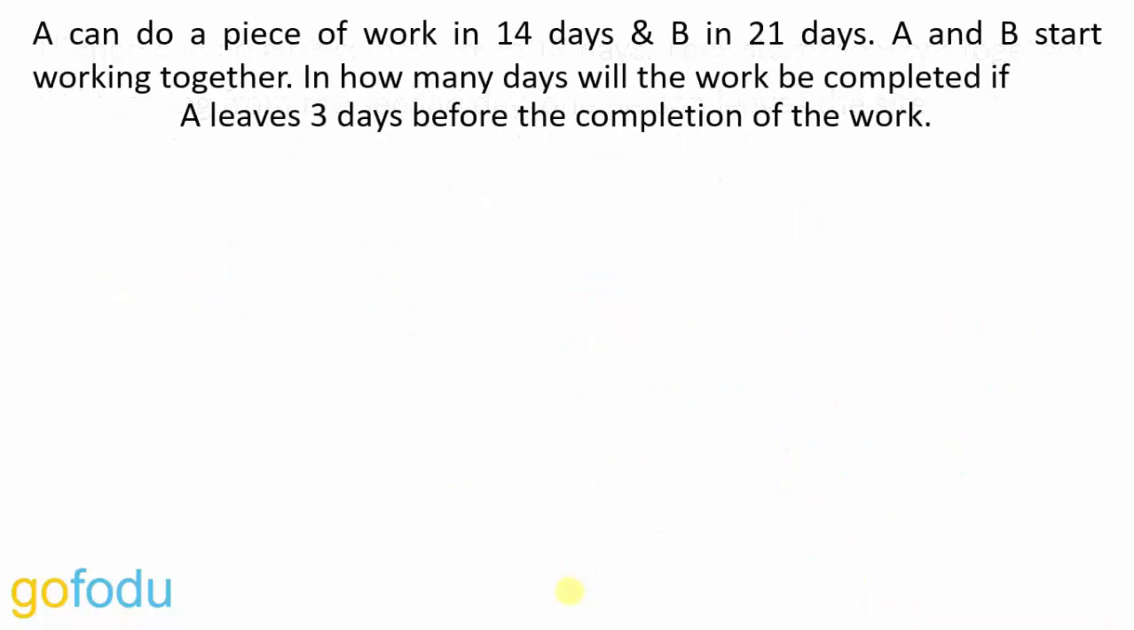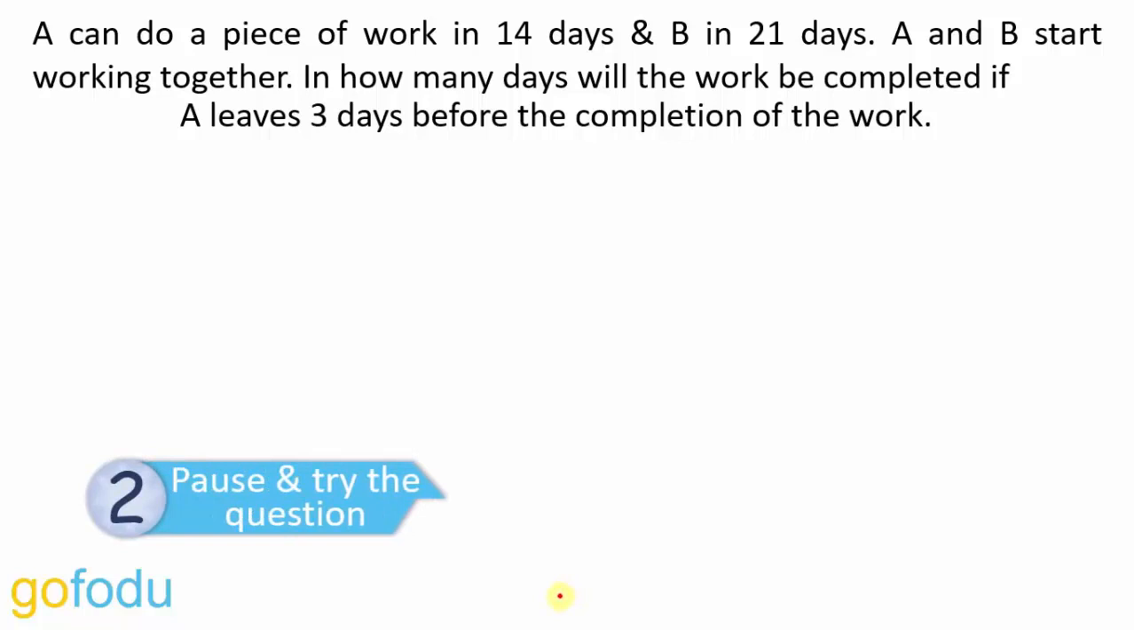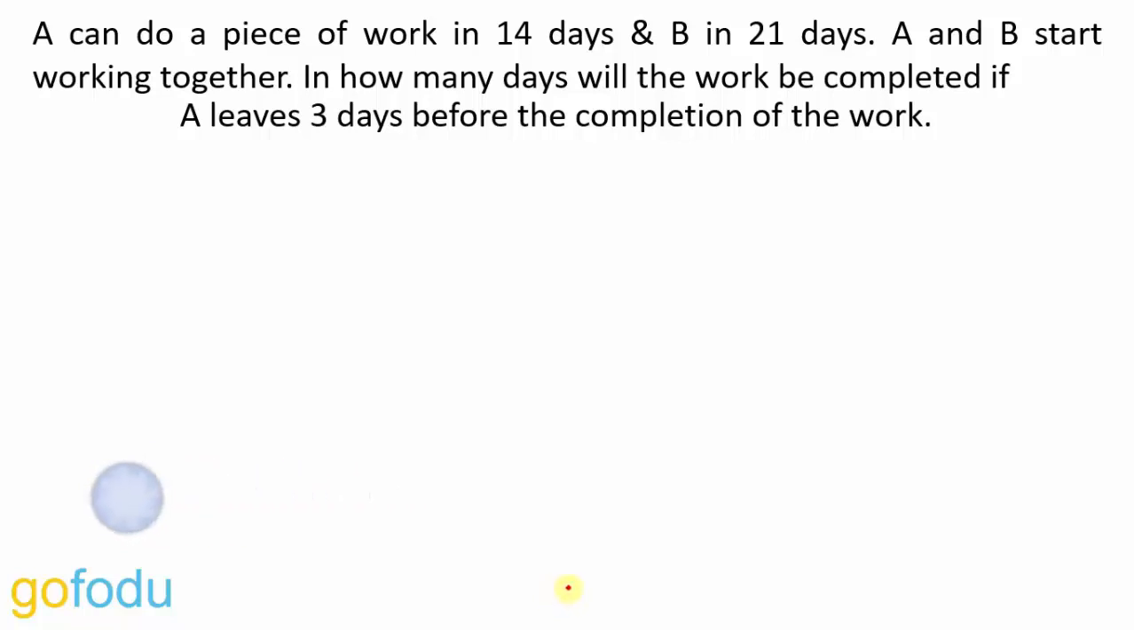Next, last but not the least, we have a very confusing question. I'll tell you in a while why it is a confusing question. Just pause and go through it once. A can do a piece of work in 14 days. B can do it in 21 days. They both start working together. In how many days will the work be completed?